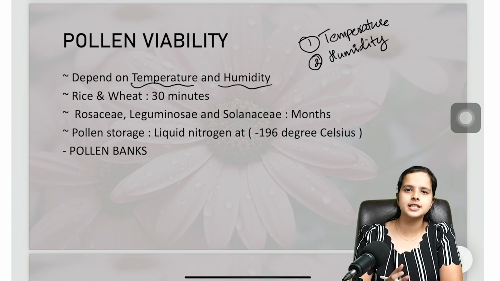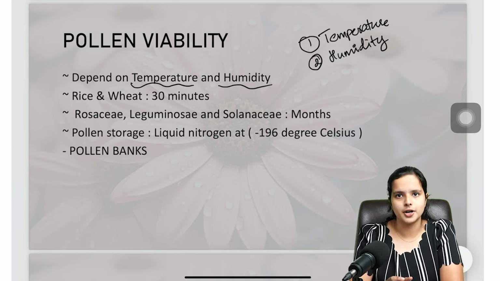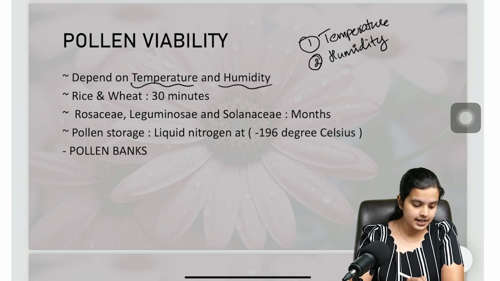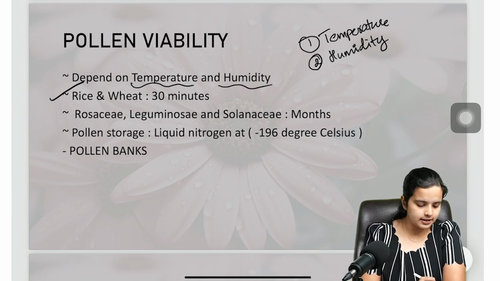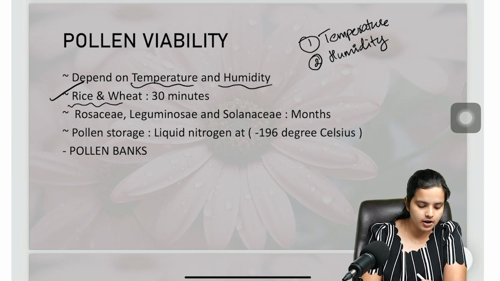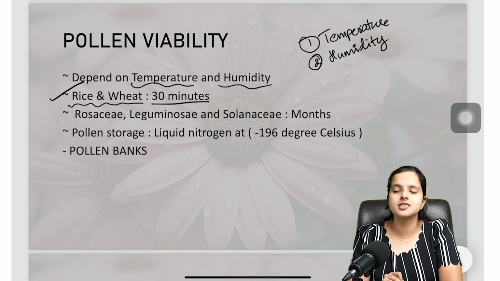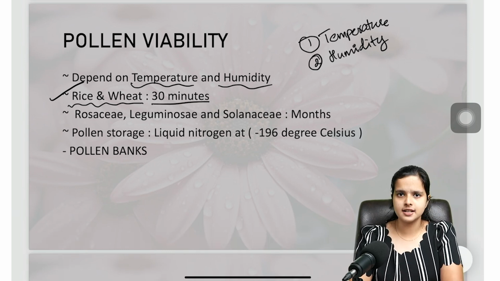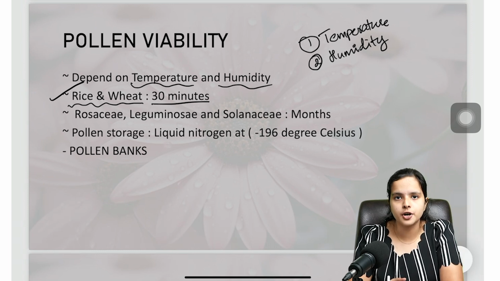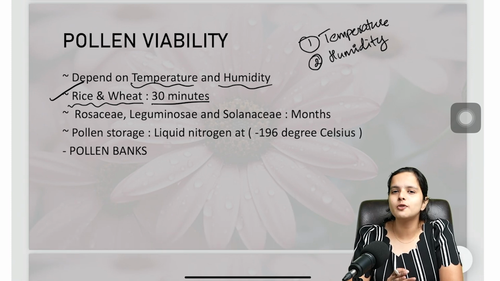It was basically the ability of a pollen grain to still be able to reproduce, right? In the case of rice and wheat, those are two plants, right? Those two grains actually. In rice and wheat, you can see the pollen viability is just 30 minutes. Just after 30 minutes, if the pollen grain tries to germinate on the pistil, it will not happen. The pollen is only viable for 30 minutes.